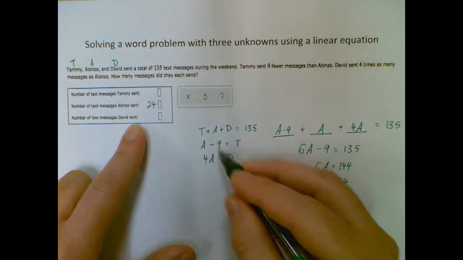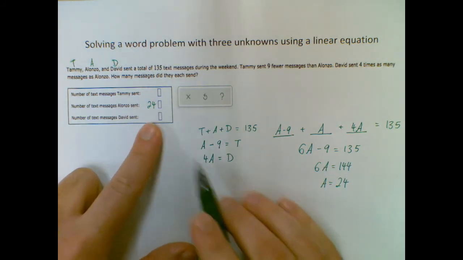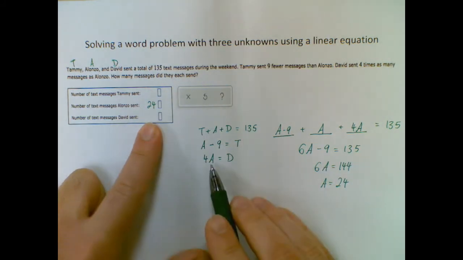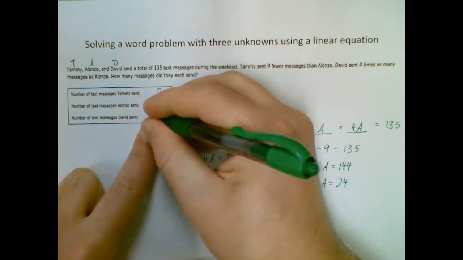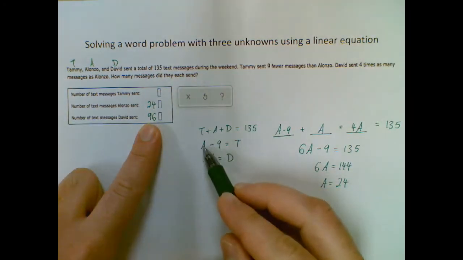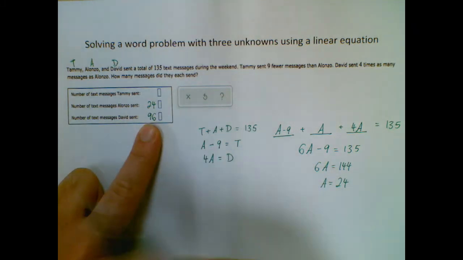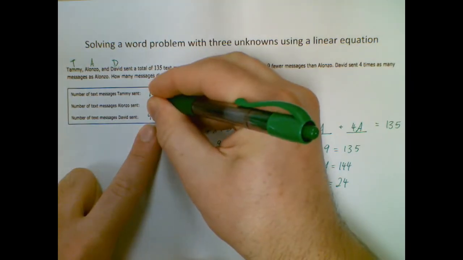And since I know that, I can really quickly find the rest of these. So for example, David, here the last one, is however many Alonzo sent times 4. So 24 times 4 is 96. And Tammy's was Alonzo's minus 9. So 24 minus 9 is 15.